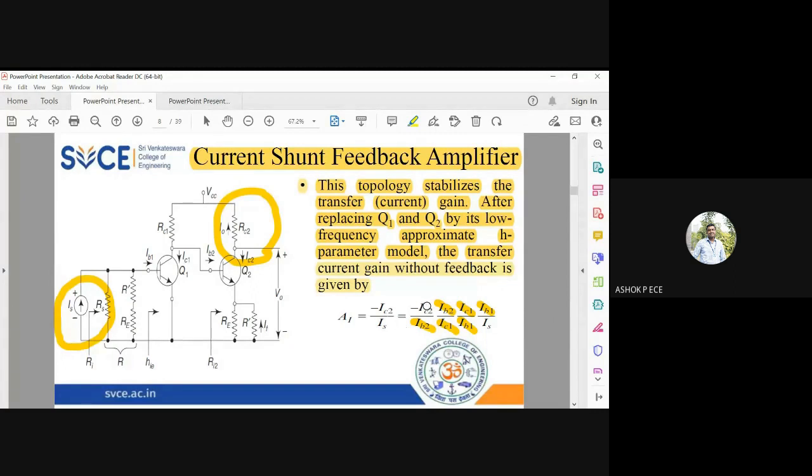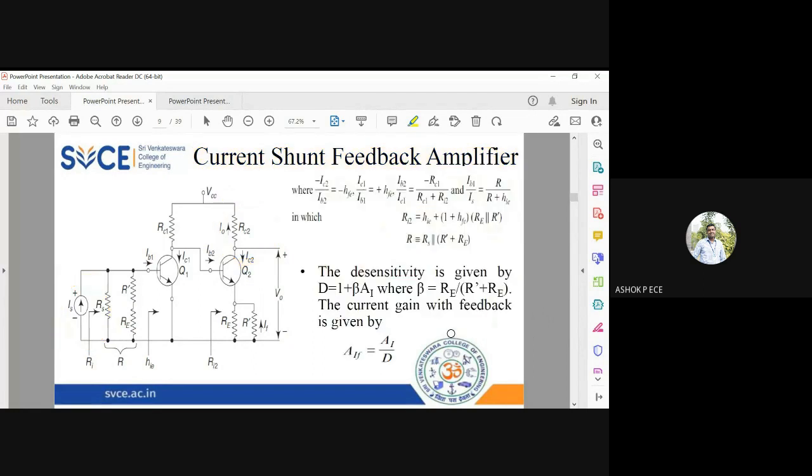Okay, and you know IC by IB is going to be beta. So two things I can replace by HFE. IC2 by IB2 will be HFE, and IC1 by IB1 is going to be HFE. And now IB2 by IC1, you have to use the current division technique. So it is flowing between RC1 and HIE of this transistor. HIE is going to be the RI2, the input resistance of the second transistor. Use current division technique, you will be getting IB2 equal to IC1 into minus RC1 by RC1 plus RI2.